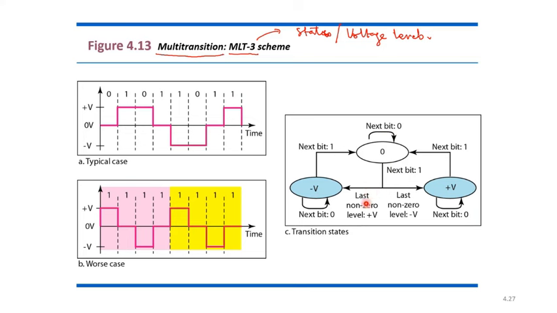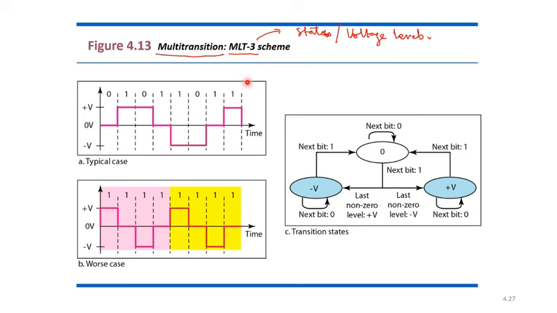But that will depend on the last non-zero. In this case, the last non-zero is negative. So the last non-zero is negative. That's why the next will be going to the positive V. So it will be going to the plus V side for this one. So this is how the MLT3 scheme encoding is done.